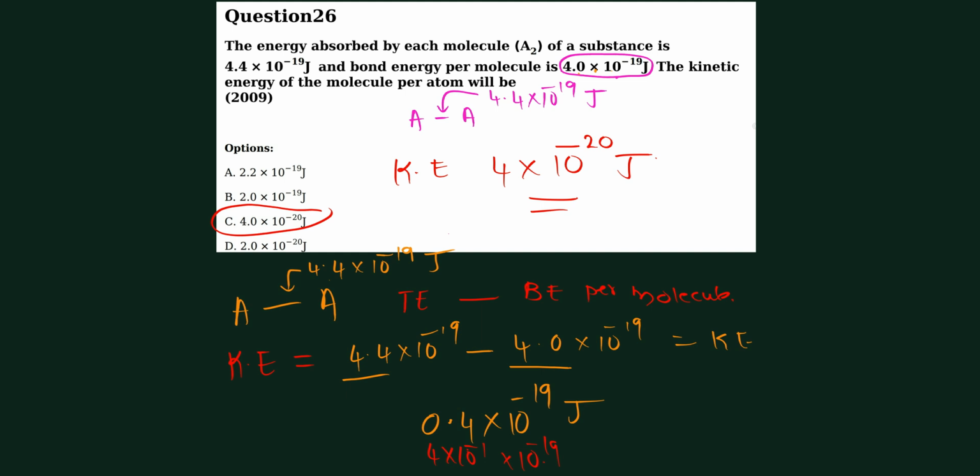But this is not the correct answer. Why? Because this is kinetic energy per molecule. In the question they have asked for kinetic energy per atom. Here we have A2, so how many atoms are there in A2? 2 atoms. So to get the kinetic energy per atom, what you have to do? Divide the total energy by 2. 4 into 10 power minus 20 by 2 is 2 into 10 to the power of minus 20 joules. And this is your correct answer. Put a tick mark on D.